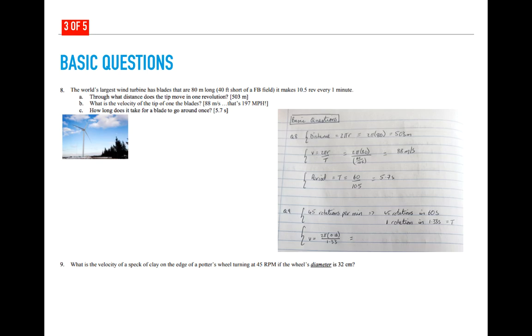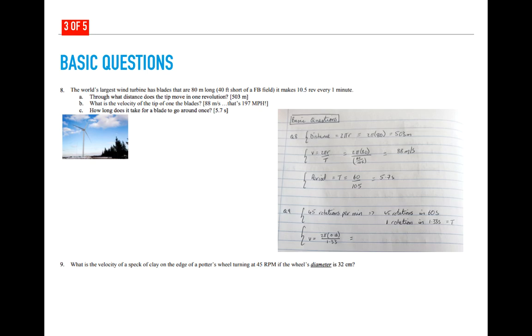The velocity, distance over time again, and I know it makes 10.5 revolutions in 1 minute. That's 10.5 in 60 seconds. So we want the time for one revolution. It's 60 over 10.5. I've subbed that directly into the second line of the solution, so you get 60 over 10.5 underneath the line where v is equal to 2 pi r over t. How long does it take for the blade to go around once? That's the periodic time. And like I said, we work that out by 60 divided by 10.5.